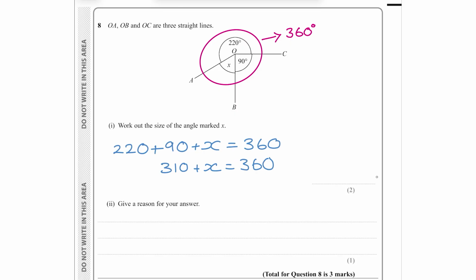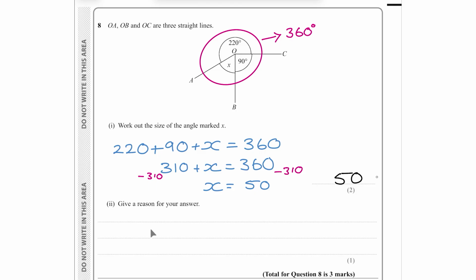That's better, isn't it? And then subtract the 310, both sides, and you end up with X equals 50. And so angle X is 50. You don't need to put the degree sign in, it's there. So give a reason for your answer.